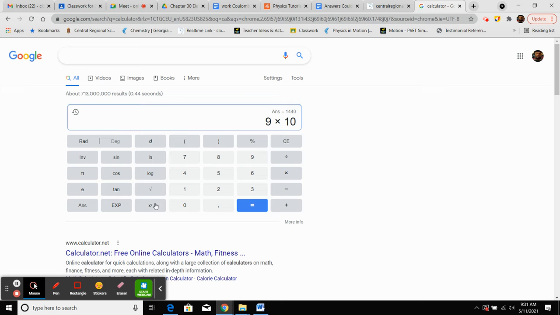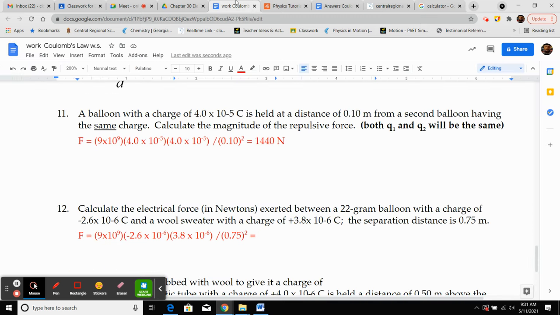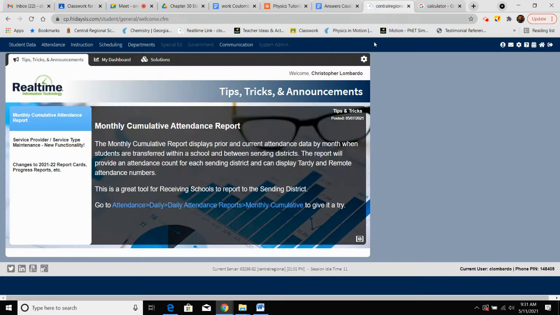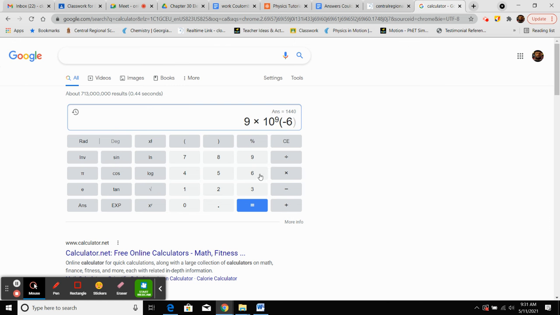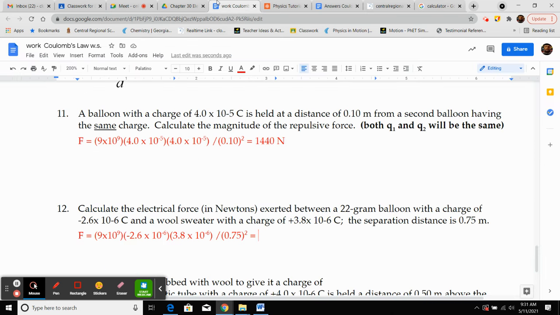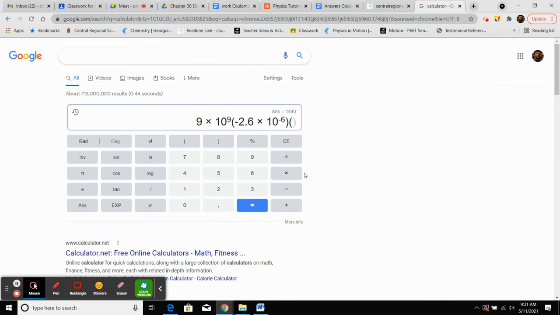Didn't hit the exponent button. The little box didn't show up. There it is. Okay. And then it was negative. Crap. 2.6 to the -6. I knew I forgot it. All right, -2.6 times 10. Sometimes you have to click this a couple times until it gets to your little box. There it is, the -6. And 3.8 to the -6.